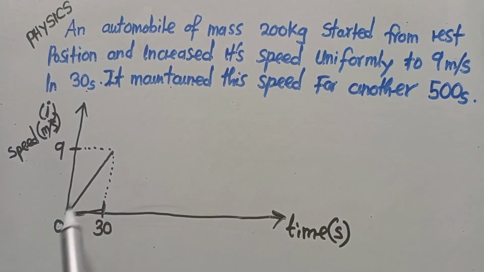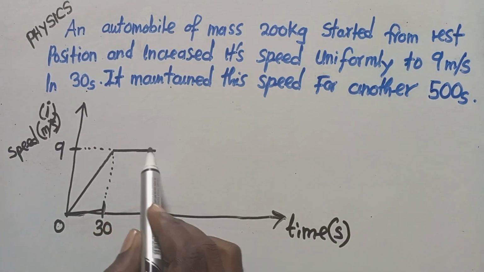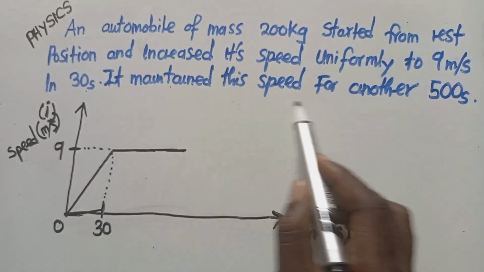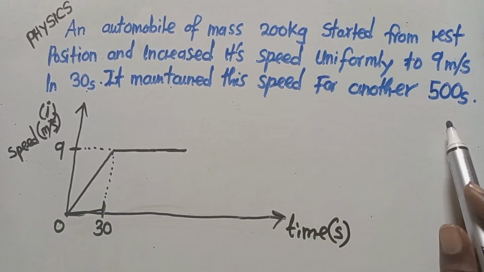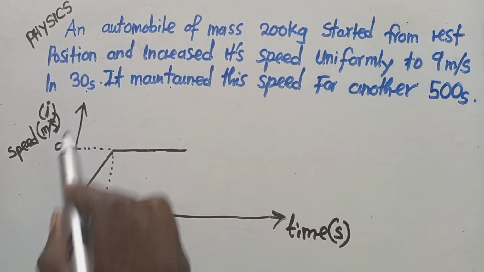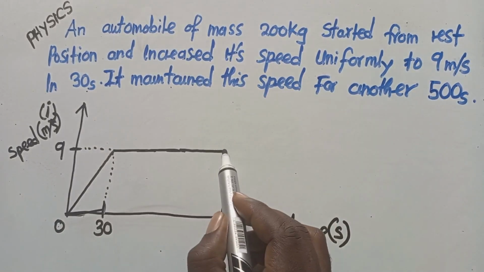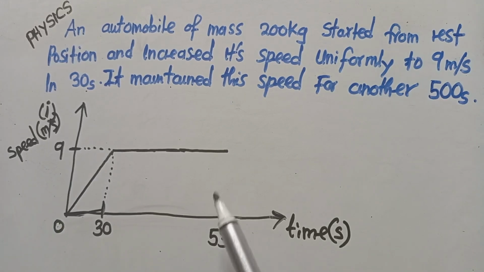It maintained this speed, the same speed of 9 meters per second, for another 500 seconds. So here we need to add. Here we just put the speed the way it is, but here we add for another 500. So 30 plus 500, you are getting 530. So we've got 530 there, and it moves up to that.